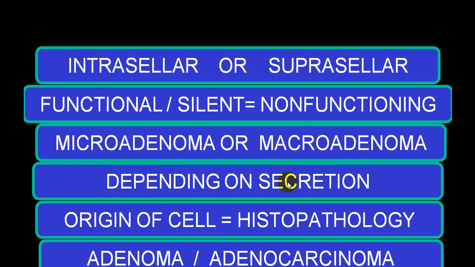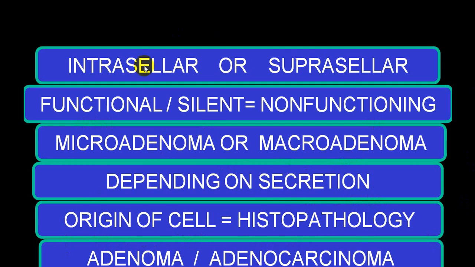And you can classify according to the histopathology also. Chromophobe tumors, chromophile tumors, etc. Acidophile tumors, eosinophilic tumors, depending upon the histopathology. Or you can say adenoma, adenocarcinoma, or just hypertrophy, hyperplasia. So adenoma, adenocarcinoma, hyperplasia. Just increase in number of cells and size of cells, then you call it hyperplasia. These are all the terms which are being utilized.